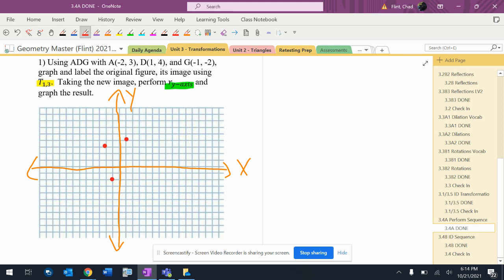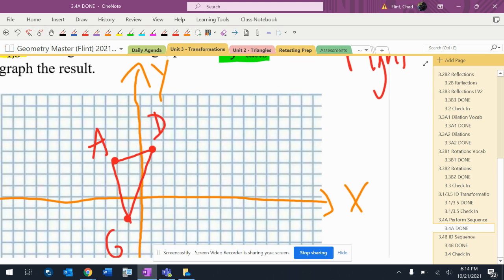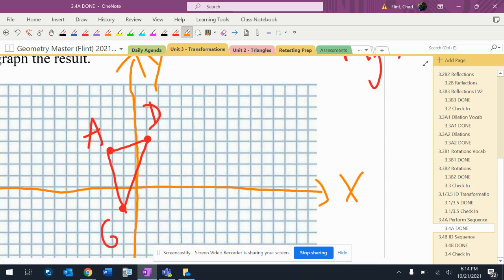Let's see here. So we have A, D, and G. I'm supposed to do T13. That means right 1, up 3. So I'm going to go right 1, up 3. Right 1, up 1, 2, 3. Right 1, up 1, 2, 3. Right 1, up 1, 2, 3. So I have A prime, D prime, and G prime.